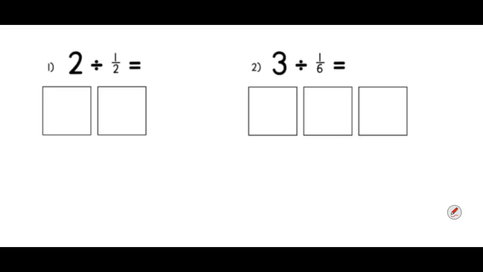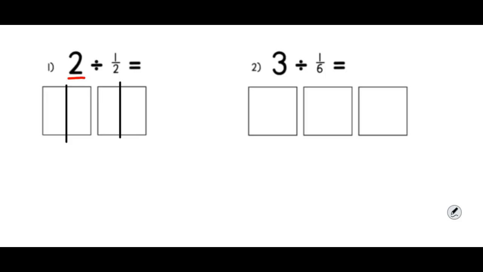So we're going to start with number 1, and number 1 is the expression 2 divided by one half. When we look at this model, we have two things because we're starting with 2. We have our 2 squares, and what we're going to do is divide each of them in half. So let's cut this one in half as best as I can and cut that one in half.